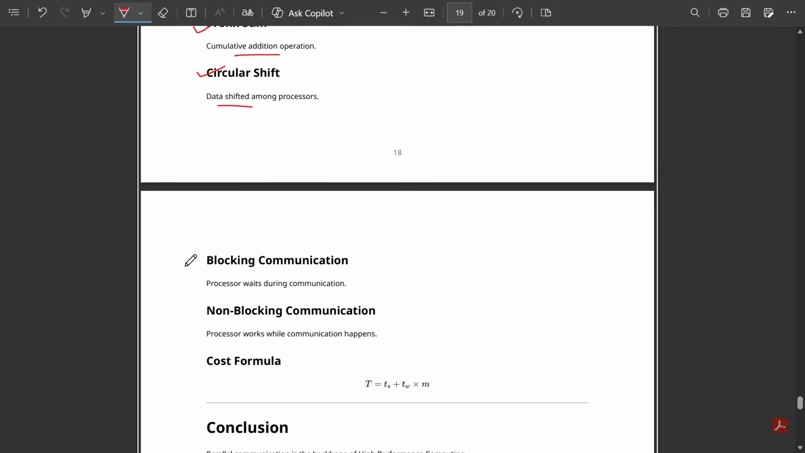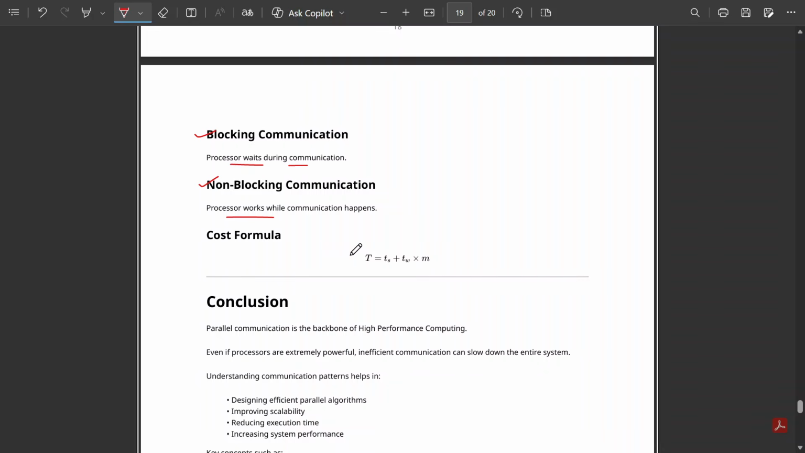Then we saw blocking and non-blocking, where in blocking communication the processor waits during communication, and in non-blocking the processor works while communication happens. And its cost formula is total time equal to TS plus TW multiplied by M.